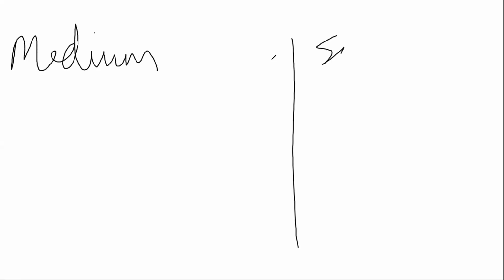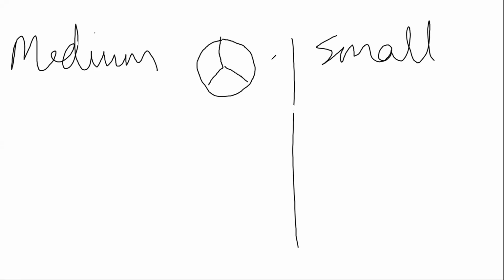You're welcome. Okay, guys. So the medium pizza, and then we have the small pizza. The question says that the medium pizza is cut into 3 slices, right? And each slice is sold for $15.95. So if you want to find the cost of the entire medium pizza, what do we have to do?